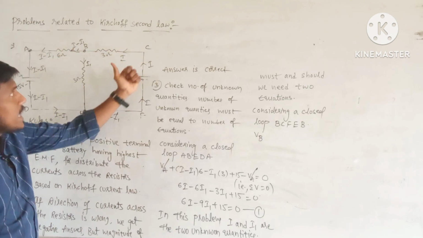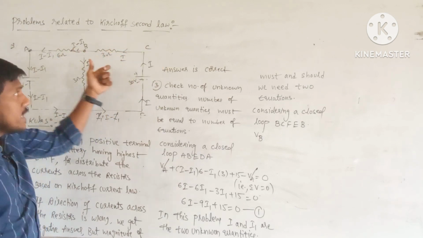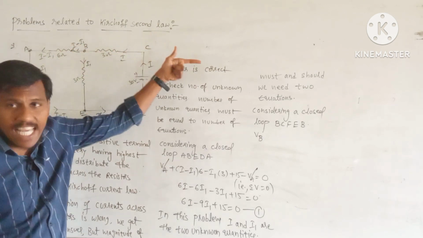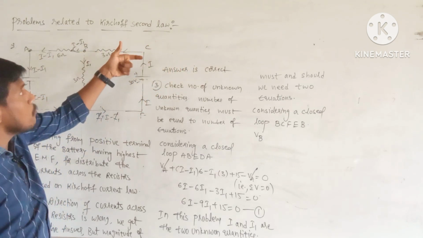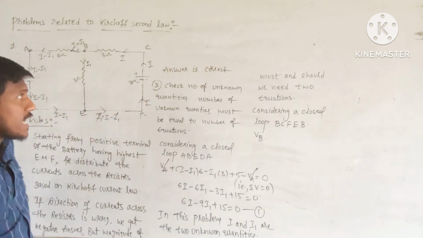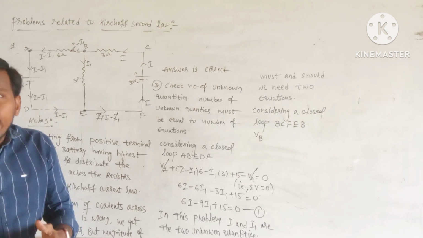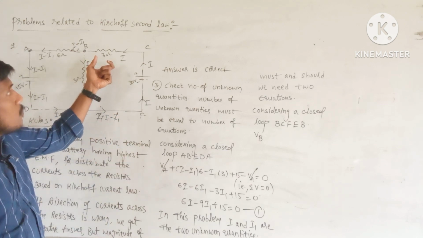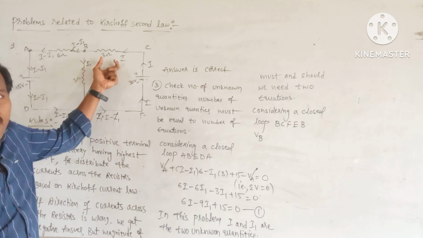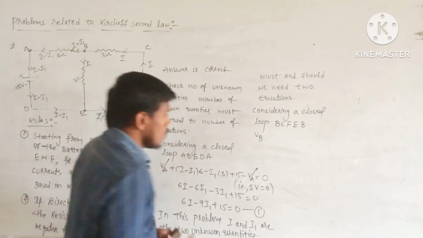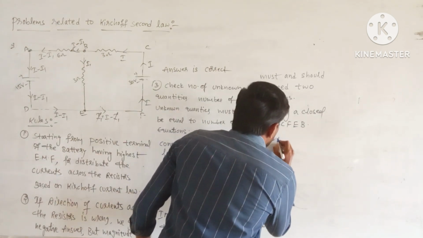In the path BC, current is flowing in this direction, but we move in this direction. So in the path BC we move against the direction of electric current. So I am taking a positive sign for the potential difference across this 3 ohm resistor. So plus 3I.